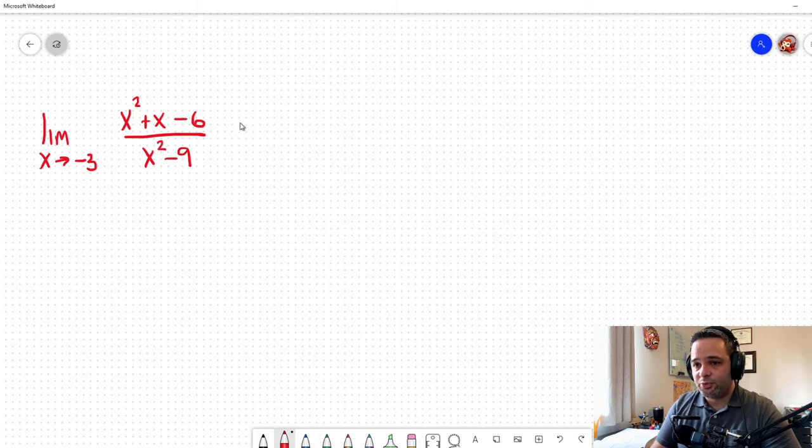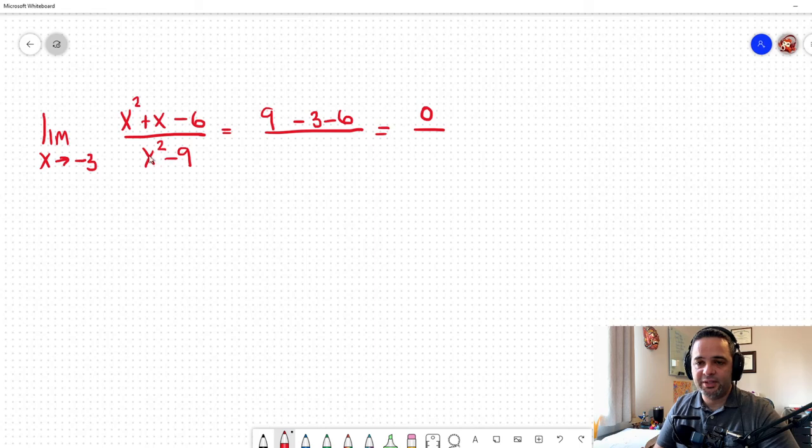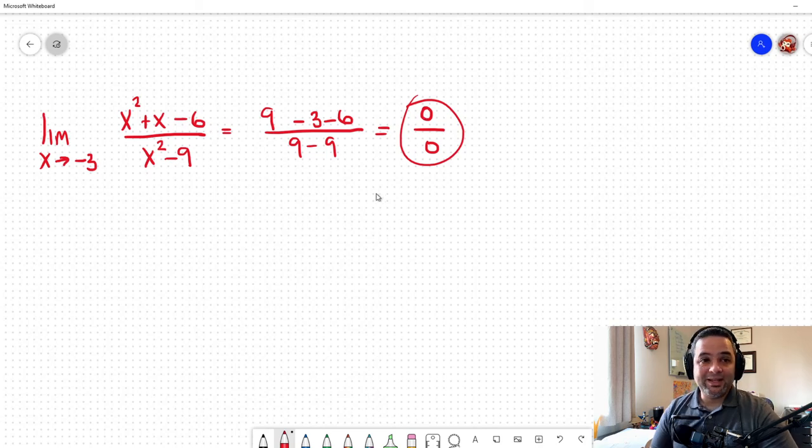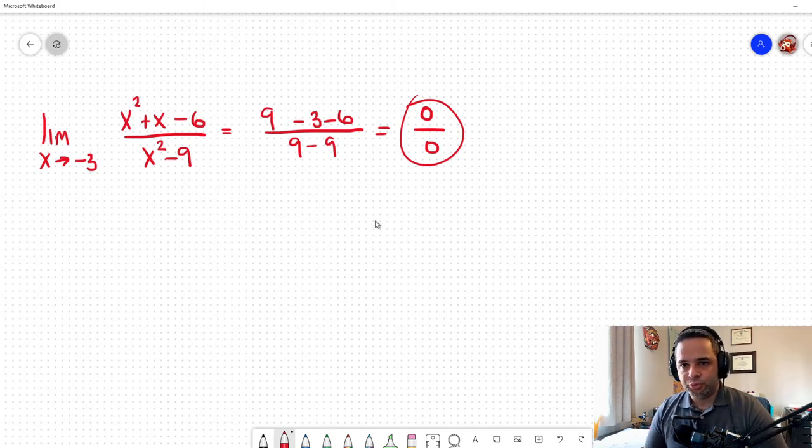So -3 squared would be 9 minus 3 minus 6. So I'm already seeing a 0 in the numerator, and then in the denominator, 3 squared, that'll be 9 minus 9. We got a 0. So again, we get an indeterminate form. So we cannot solve this right now via direct substitution, but this is indicating to me something can be removed.